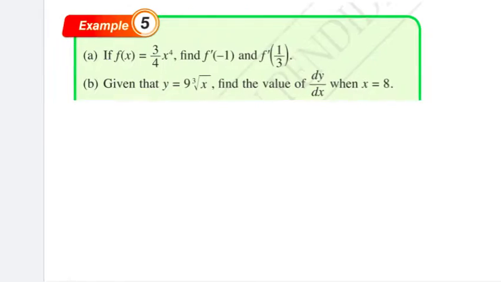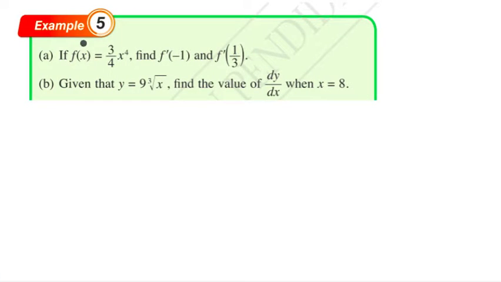Example 4 done. Now example 5. If given f(x) is this one, find f prime of negative 1 and f prime of 1 over 3. So the question asks you to find f prime, you need to find the function first. f(x) is 3 over 4 x^4. So f prime x equals, multiply 3 over 4 times 4. Actually, no need to write down, after a long time you already know 4 and 4 can cancel.